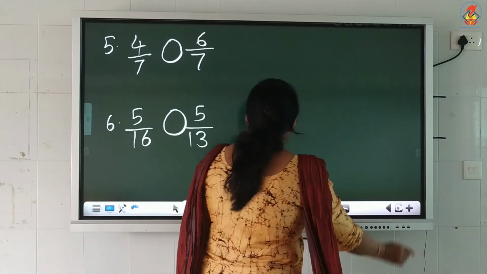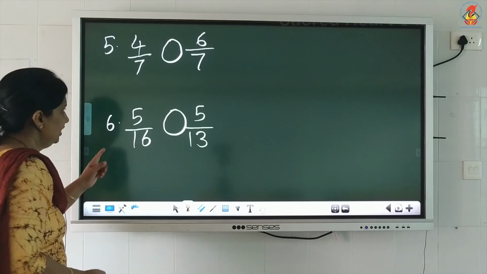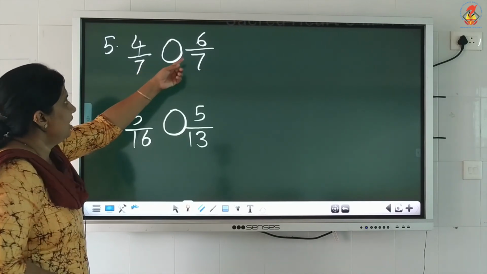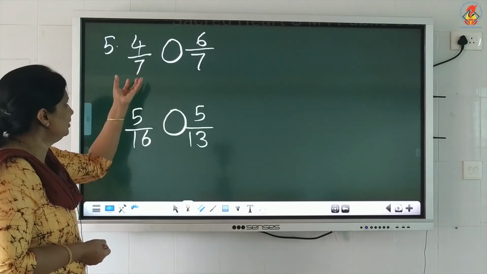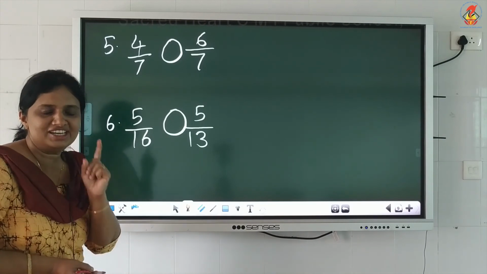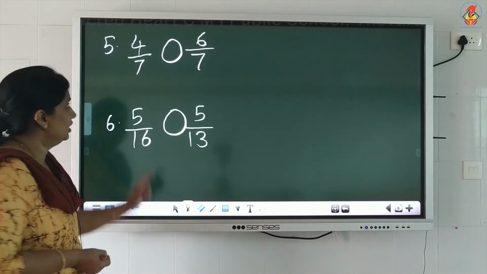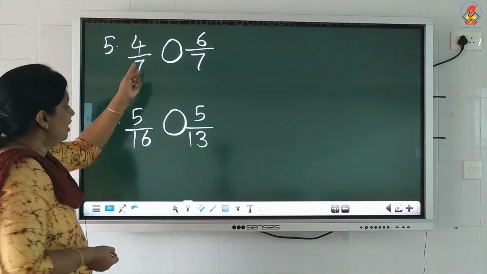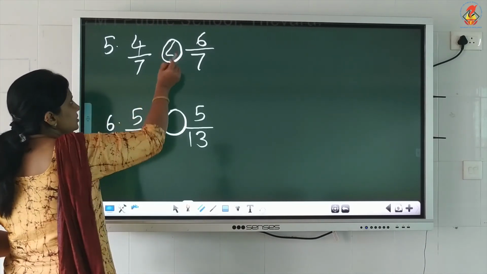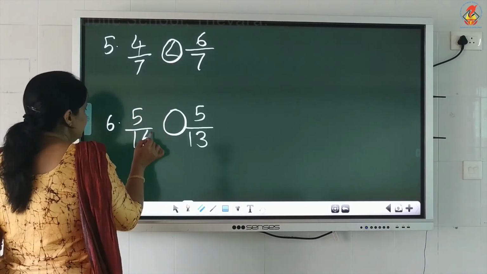Okay. Then we will go for the next one. 4 by 7 and 6 by 7. Both denominators are the same. Which kind of fraction is this? Like fraction. And it is easy for you, right? And which one is bigger? 6 by 7. Okay. And what about this?